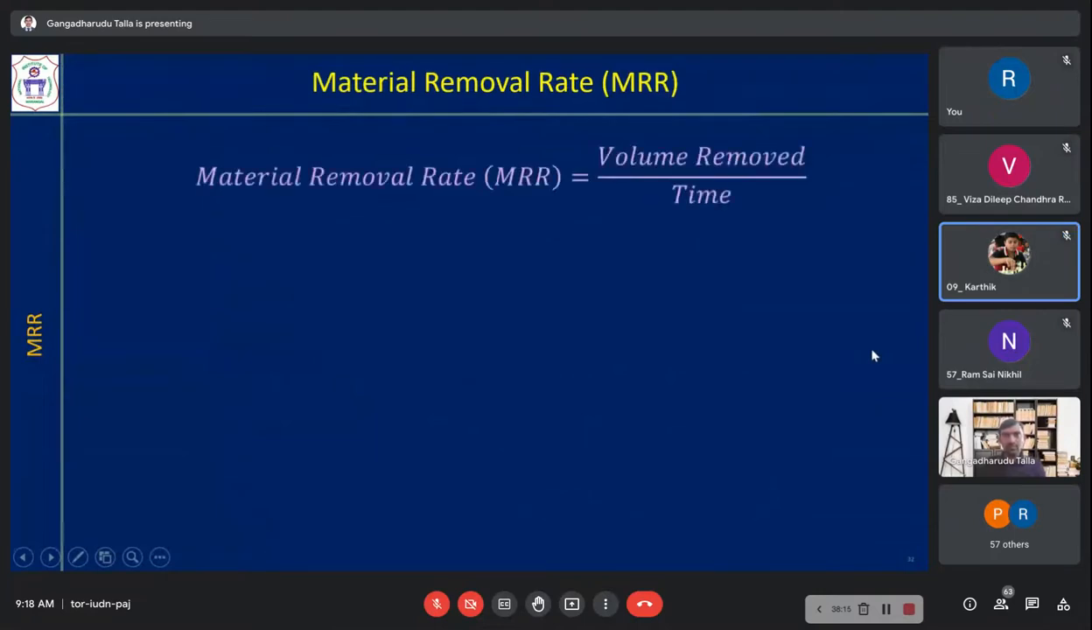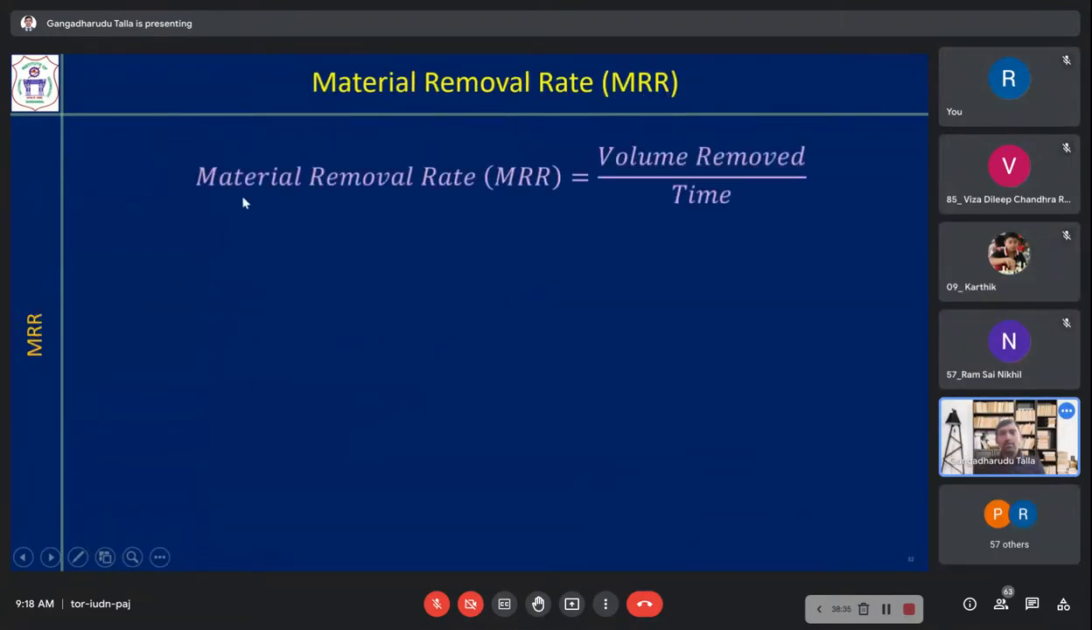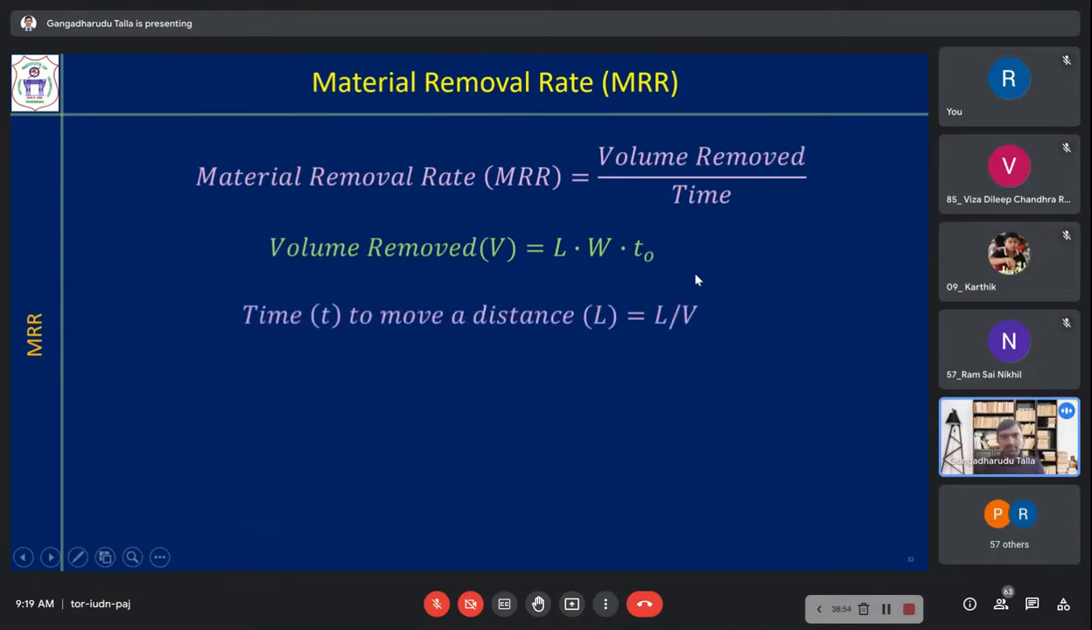Understood. Now material removal rate. Up to here, you have to understand this is P is equal to Pc by that efficiency, maybe zeta, eta, whatever, into 100. Now material removal rate, what is material removal rate? Volume of material removed per unit time. So volume removed by time. So what is volume removed? Length into width into uncut chip thickness. That is the volume removed from the workpiece, from the slab.